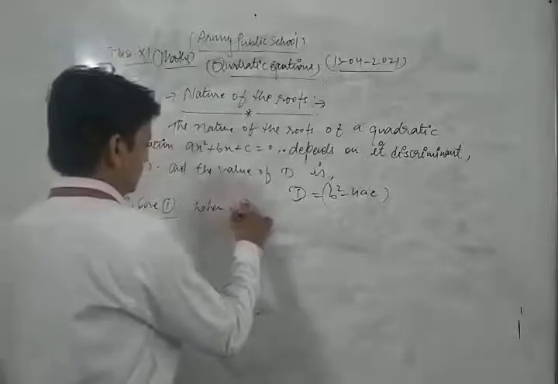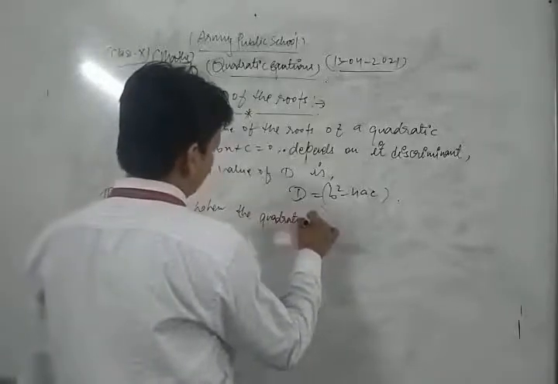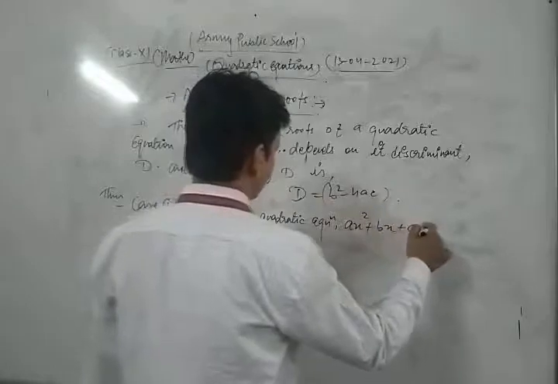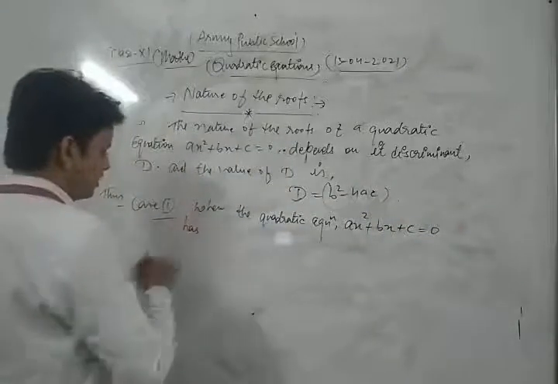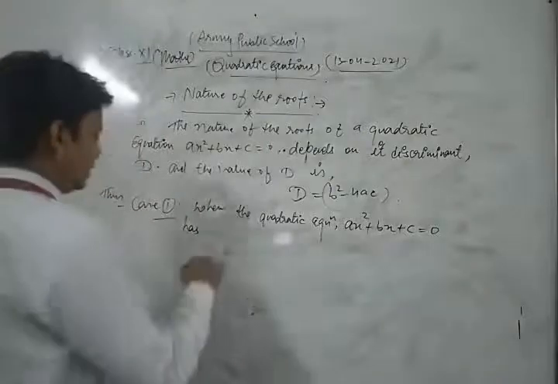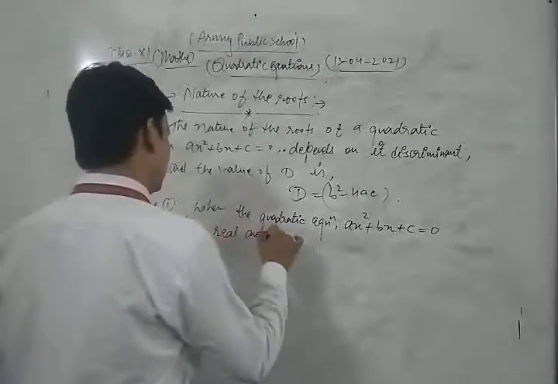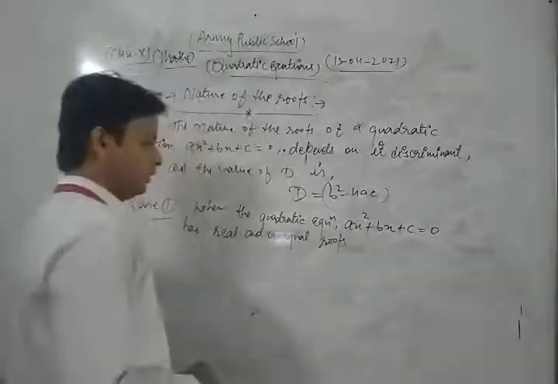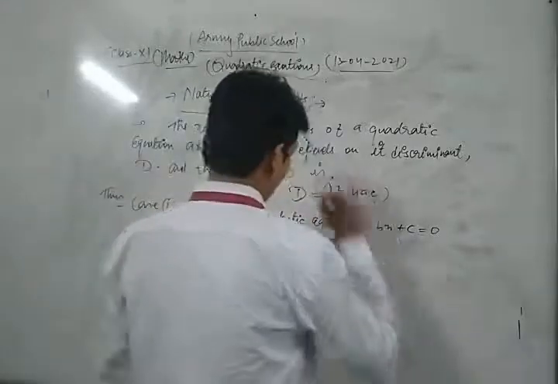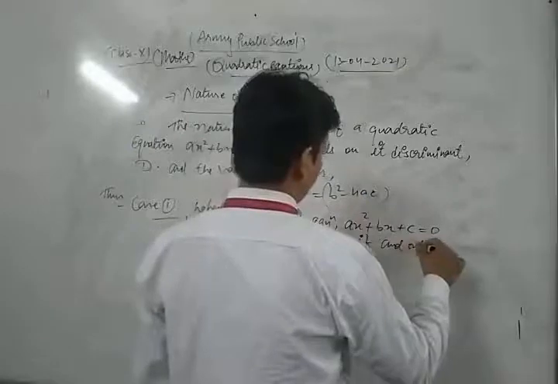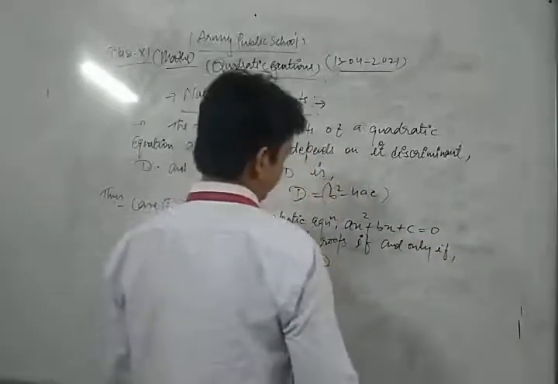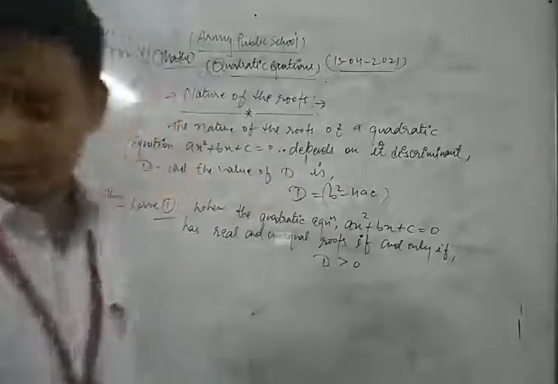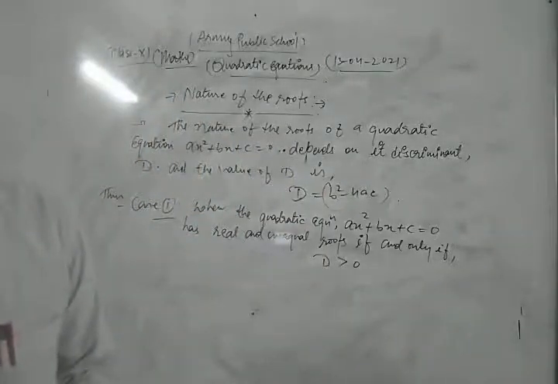when the quadratic equation ax square plus bx plus c is equal to 0 has real and unequal roots, if and only if the discriminant is greater than 0. Okay, this is the condition for that.